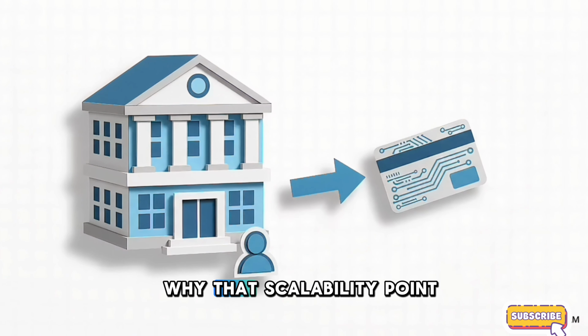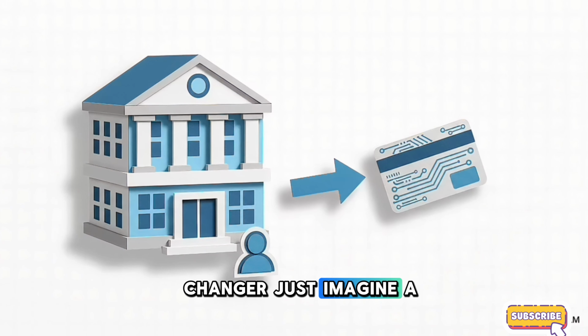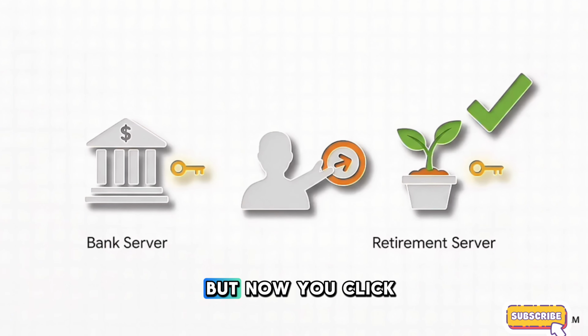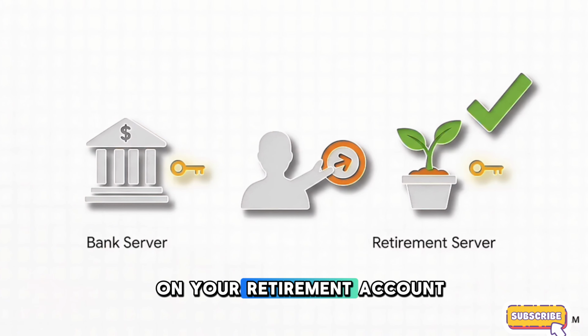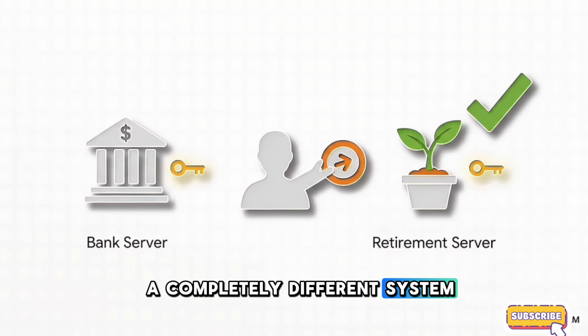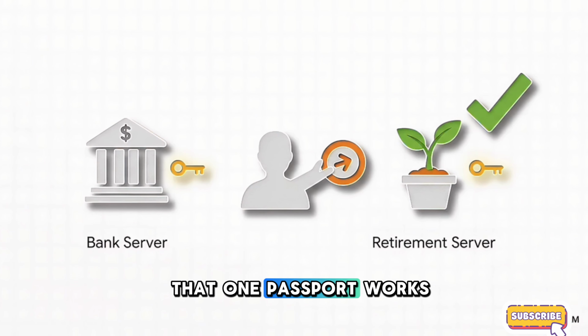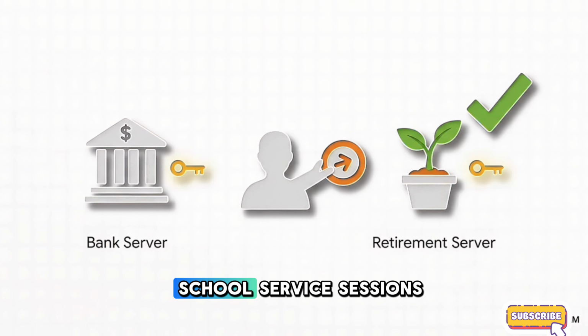Let's really hammer home why that scalability point is such a game changer. Just imagine a big company, like your bank. You log in once to their website and they give you a JWT. Now, with that single token, you can go and ask their main banking server, hey, what's my checking account balance? That server checks your token, sees it's legit, and gives you the info. Simple. But now, you click a link to check on your retirement account. Now that might be a completely different system, maybe even in a different building run by a different team, but because that retirement server knows the same secret key, it can also check your token and see that it's you. You don't have to log in again. That one passport works everywhere. You just can't do that with those old school server sessions.